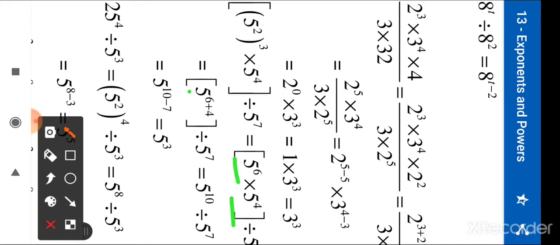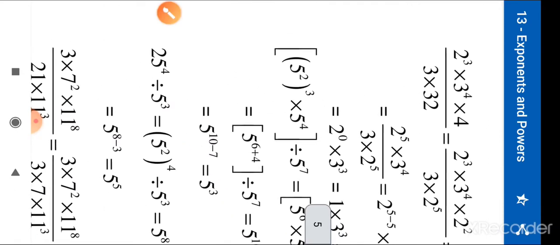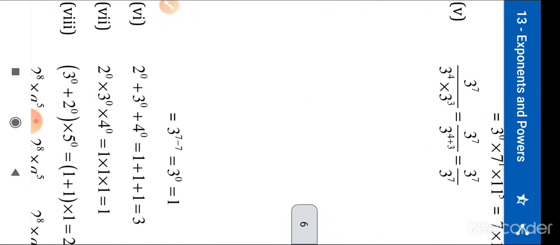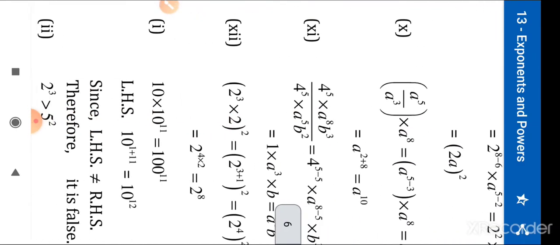Now we have 5 raised to the power 10 divided by 5 raised to the power 7. Bases are the same, powers are different, and both the numbers are in division. So we can write here 5 raised to the power 10 minus 7, and the answer is 5 raised to the power 3. In the same manner you can solve the remaining parts of this question.